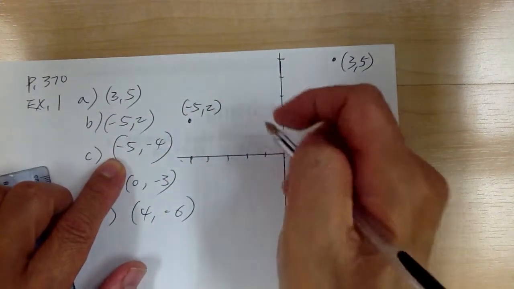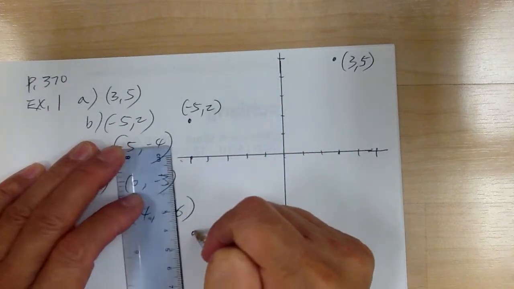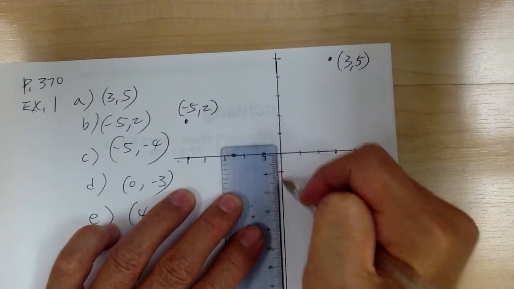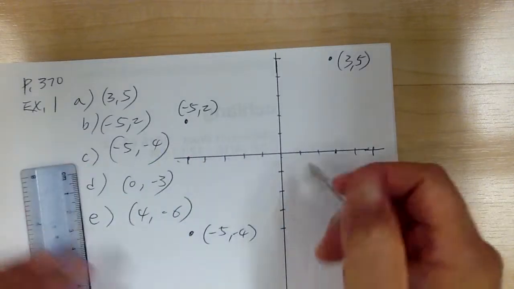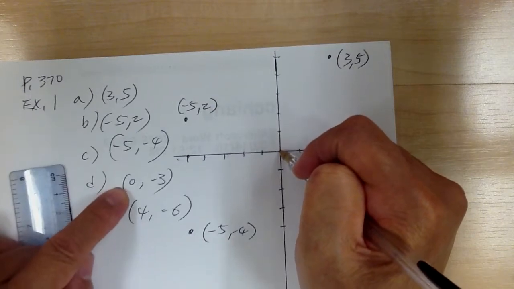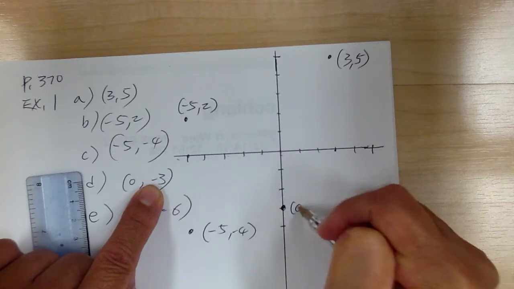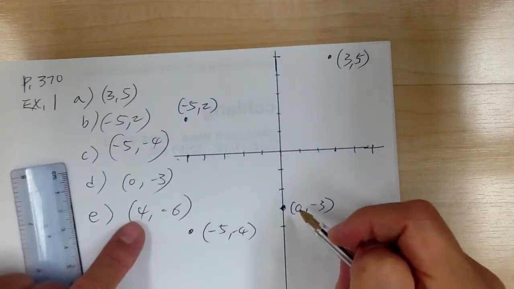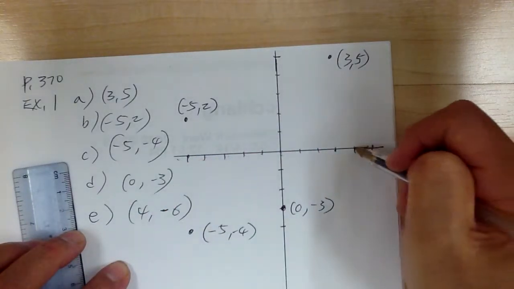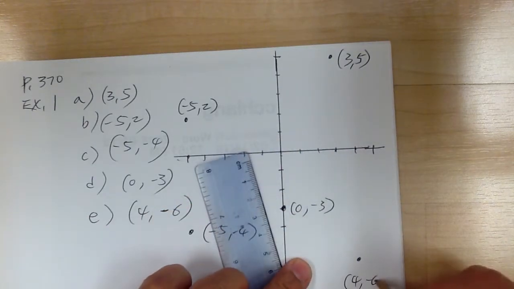Negative 5, negative 4: you go negative 5 and you go down 4. So this is your negative 5, negative 4. Make sure you use your graph paper so you can look at the squares. Next one is 0, negative 3. You start at the origin. 0 means you don't go anywhere, and negative 3 means you go down 3. So here's your 0, negative 3. Next one is 4, negative 6. So you go 4 this way and go down 6. That's your 4, comma, negative 6.